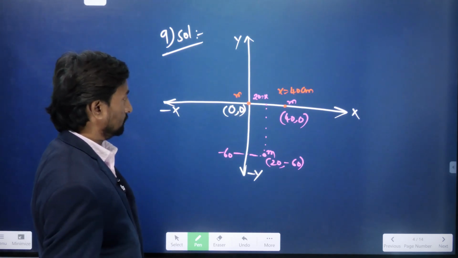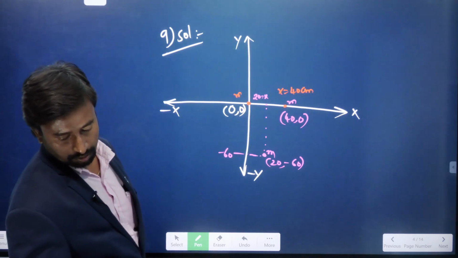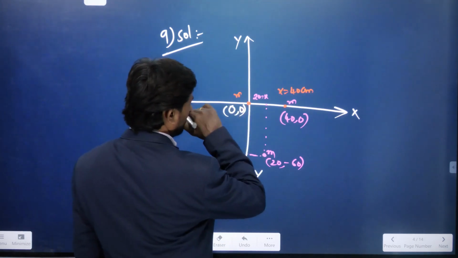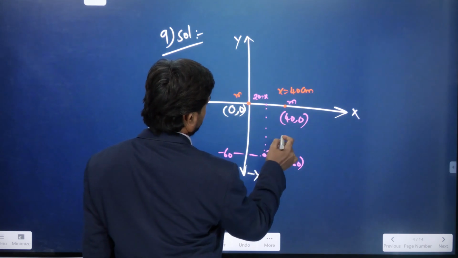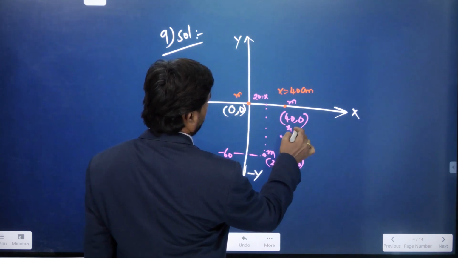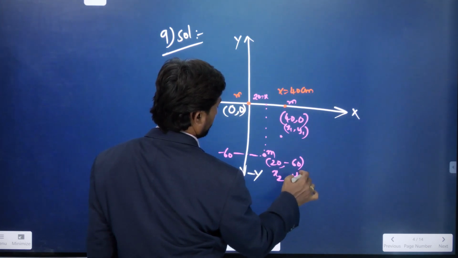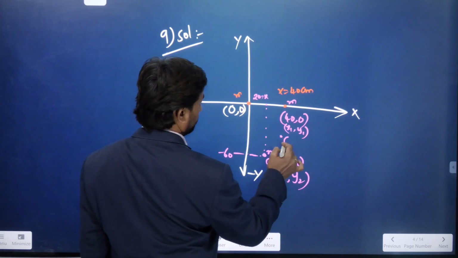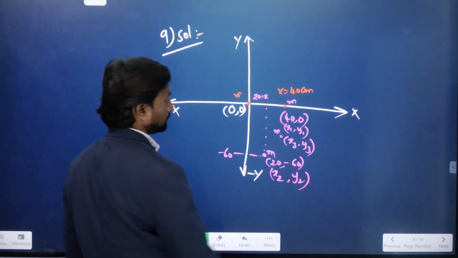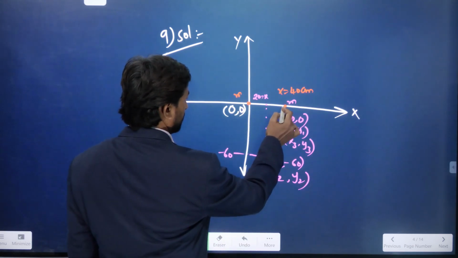And the third piece. The position of the third piece may be somewhere here. Let us consider this one as (x1, y1), and here (x2, y2), and the coordinates of this particle, which is also mass m, are (x3, y3). So one particle is here, another particle is here, another particle is here.